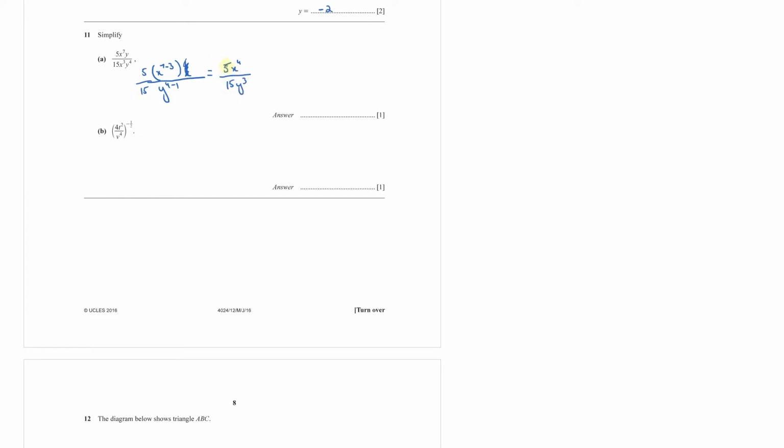But we can also simplify the numbers here. 5 1s are 5 and 5 3s are 15. So we can write it as x to the power 4 over 3y cubed. So this would be your answer, as we cannot simplify it any further.